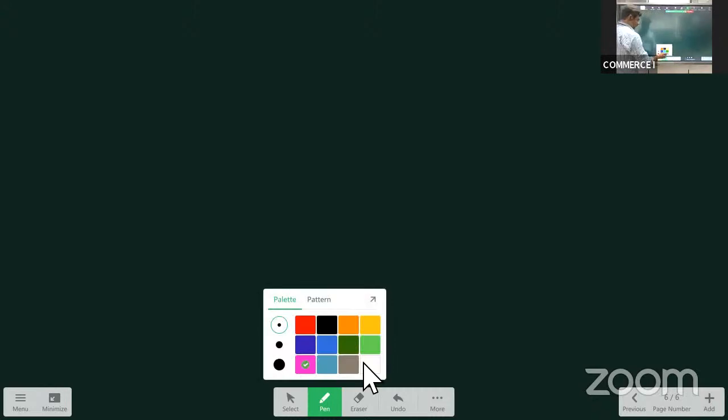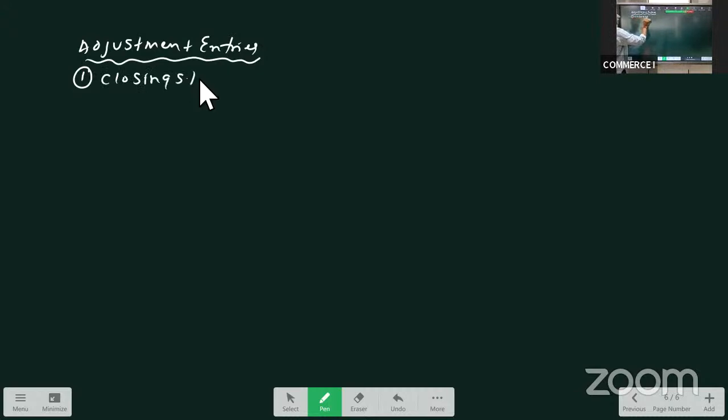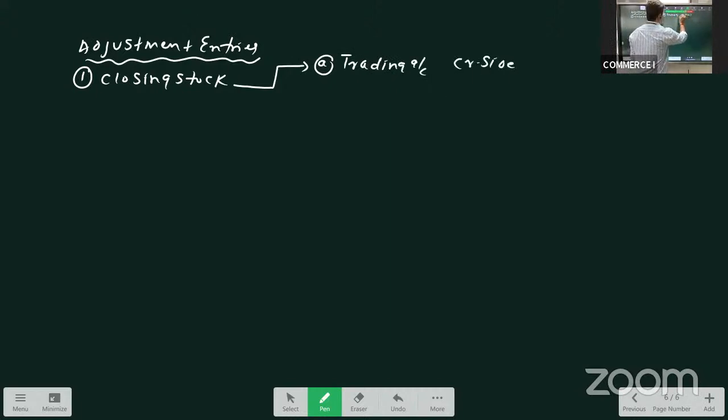So now we will learn what are those adjustment entries which are expected in exam. The first one is closing stock. What are the dual effects? First, it will appear in trading account. Which side? The credit side. Closing stock will appear on the credit side of trading account.